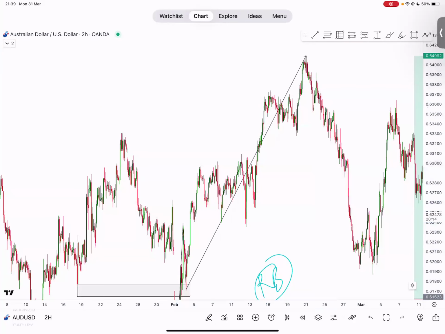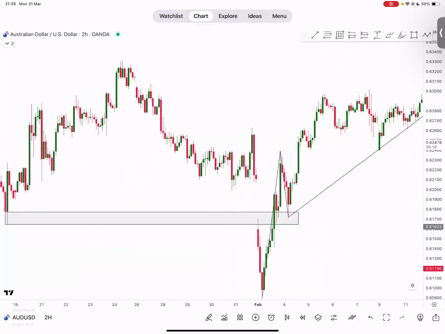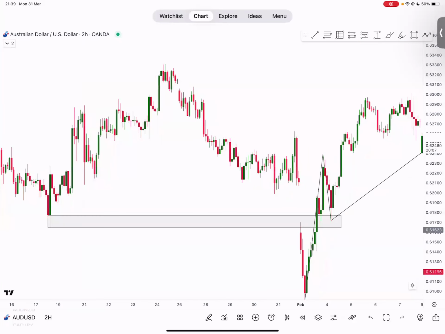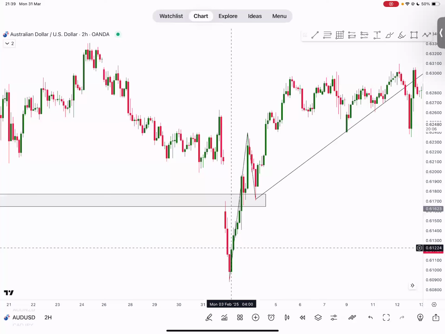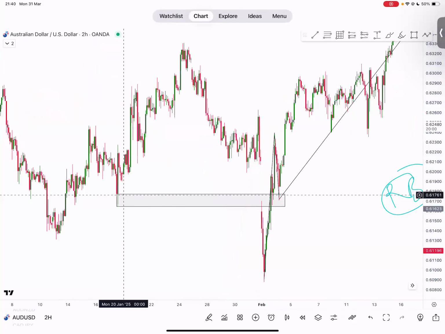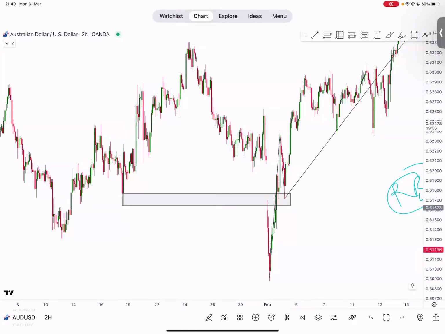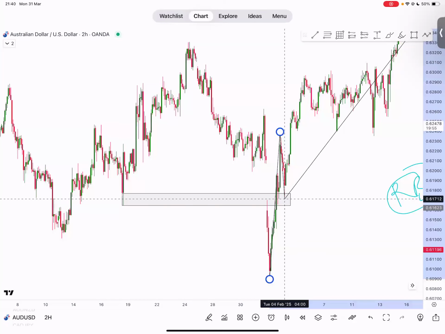This is a very good example of a reclaimed block. Price took out the demand level, then pulled back, failed the breaker block, and then comes back into that initial level. This initial level here, the initial order block, functions as that order block, pulls back into it and puts in a new high.